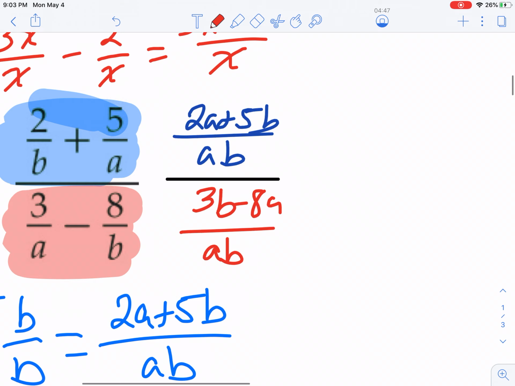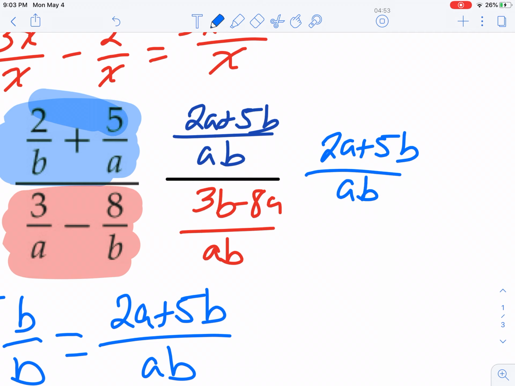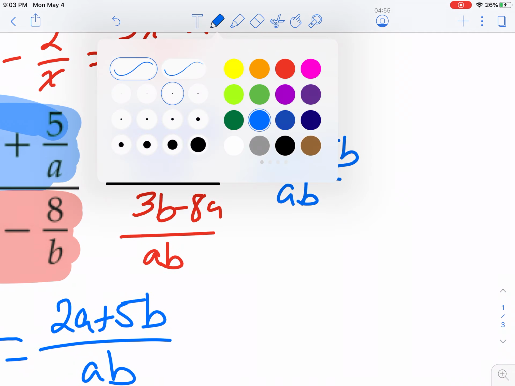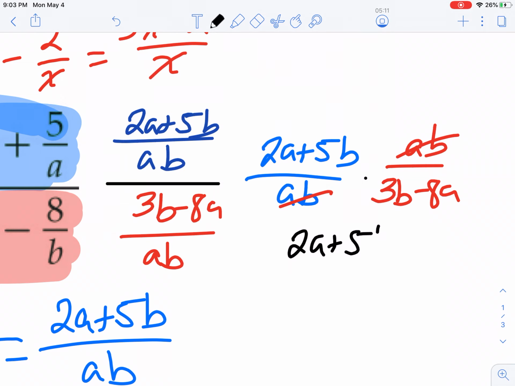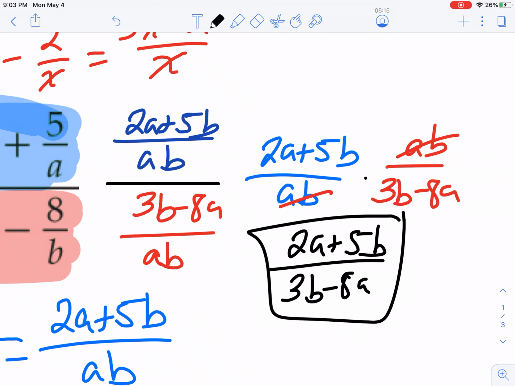And so again, keep my top the same. Set it next to it and flip it to make it a multiplication sign. My AB comes up top. My 3B minus 8A goes down below. Again, AB's cancel. I cannot cancel anything from 2A plus 5B over 3B minus 8A, so that is my final answer.